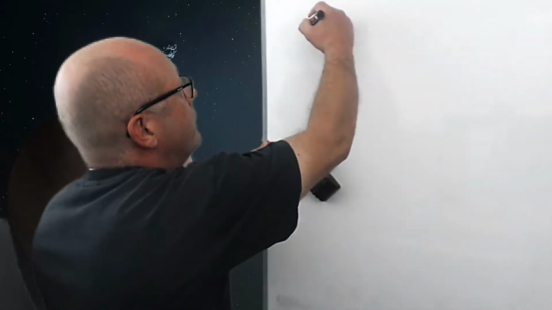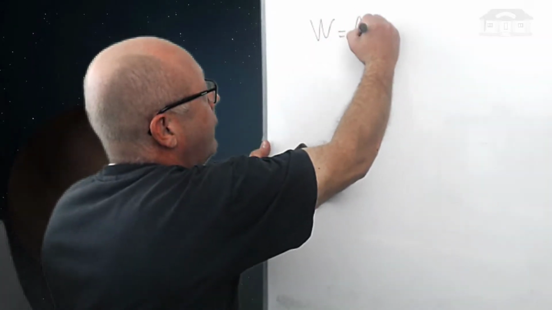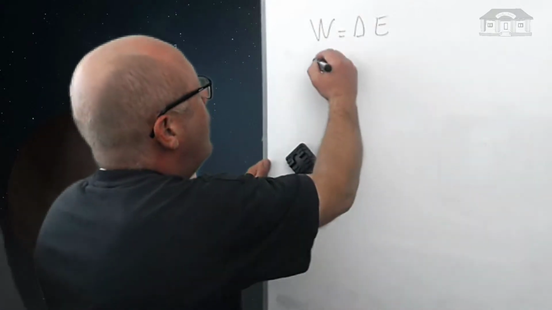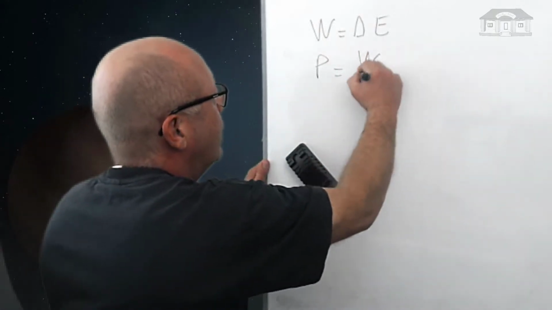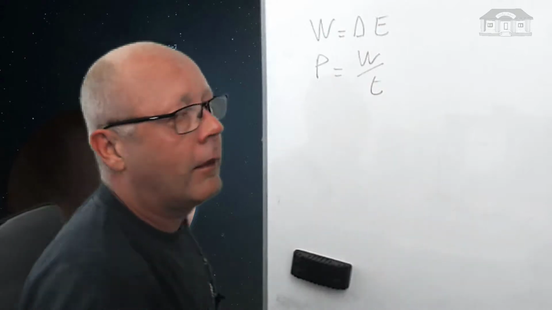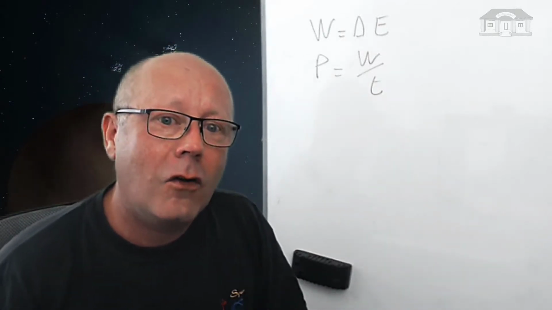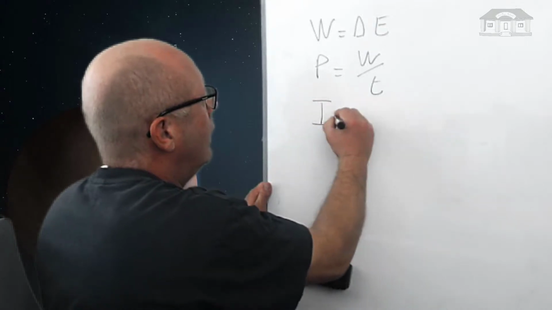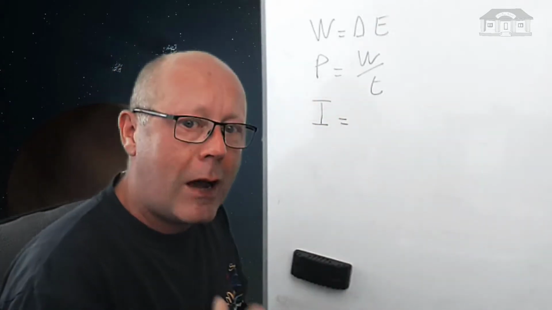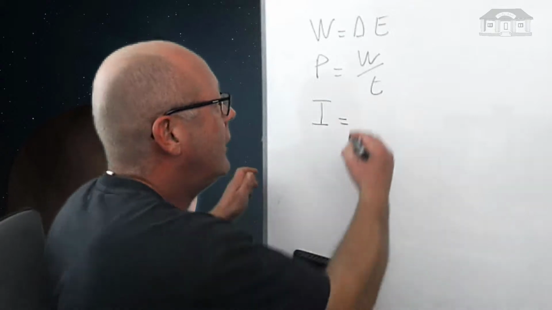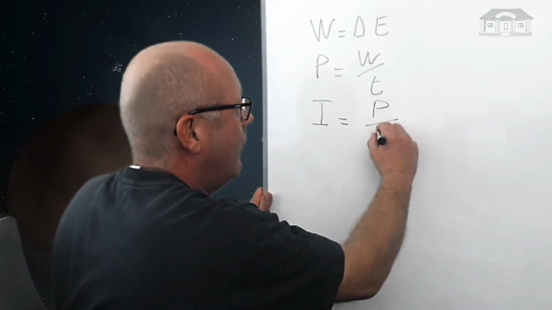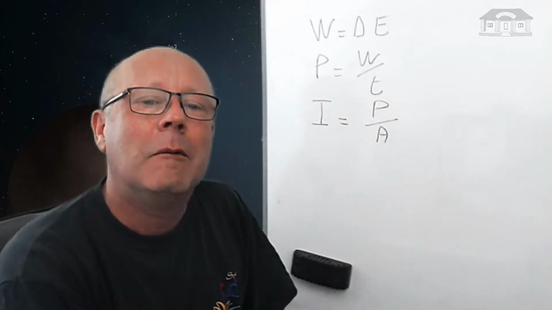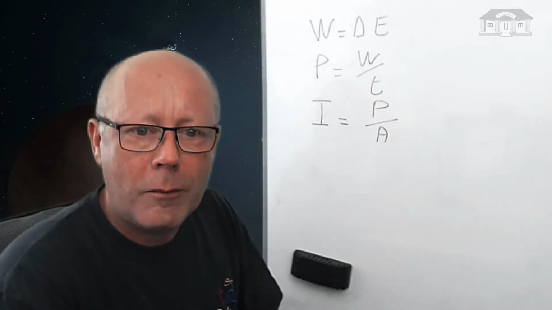So let's summarize. Work is a change of energy, i.e. the transfer of energy from one object to another. Power is how fast it's done. Now, we talked last time about intensity. Intensity is the power per unit area. So it doesn't apply to mechanical forces, for example, although, kind of. But in our case, we're going to talk about light.